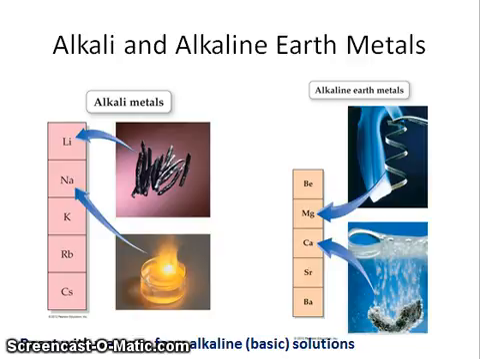The first two columns of metals are referred to as alkali metals and alkaline earth metals, respectively. The alkali metals are especially reactive towards water and create an alkaline or basic solution. The alkaline earth metals are not quite so reactive with water, but also form alkaline solutions. None of these metals is found in the pure state in nature.